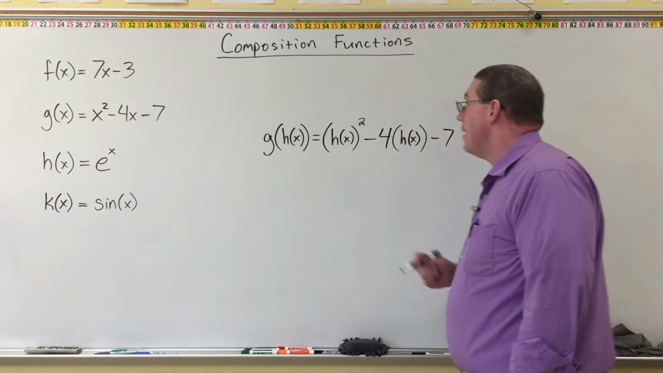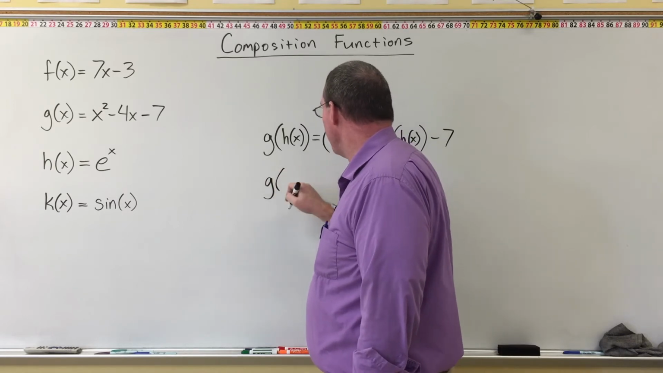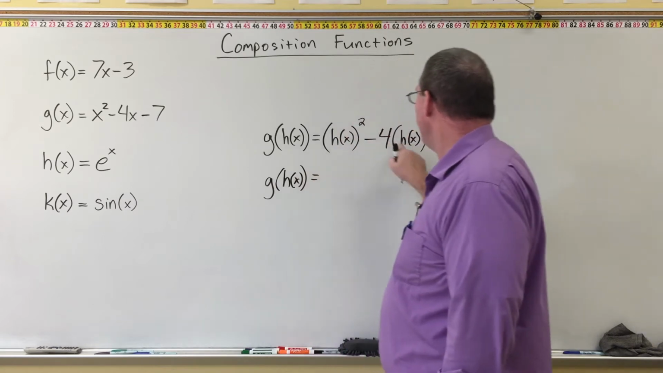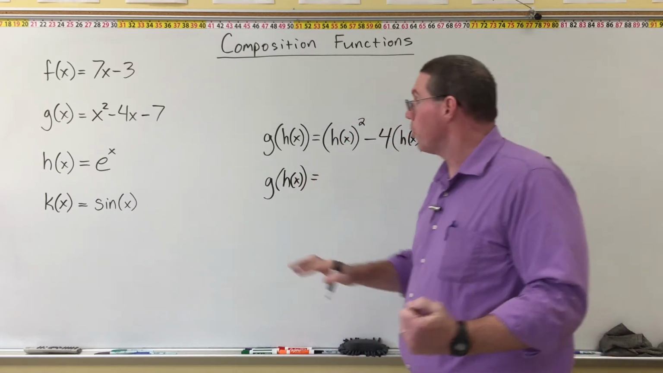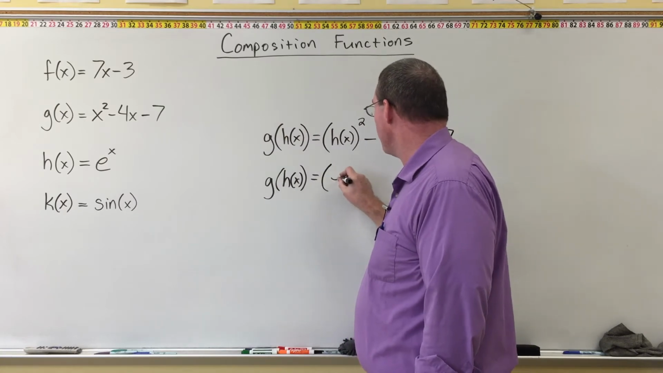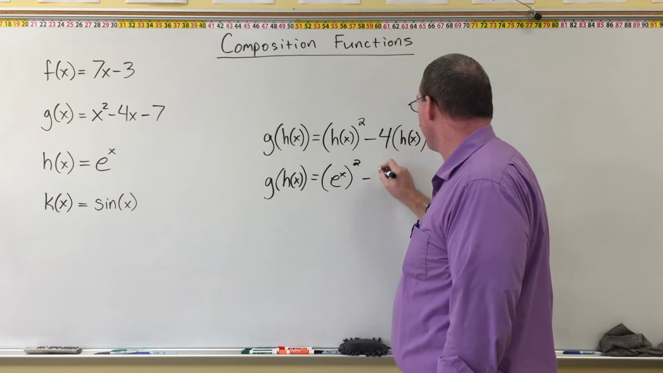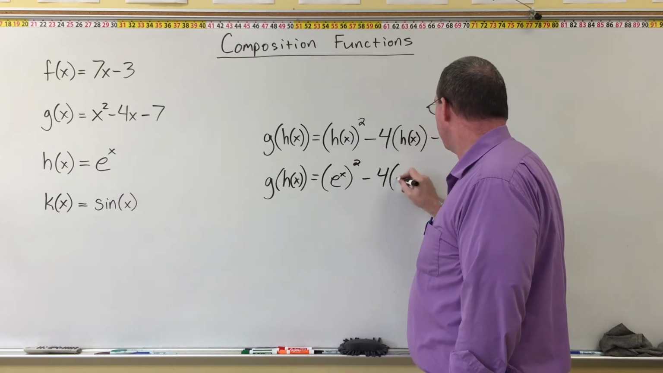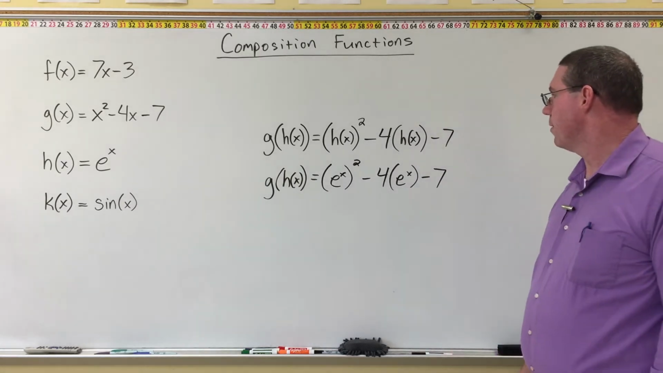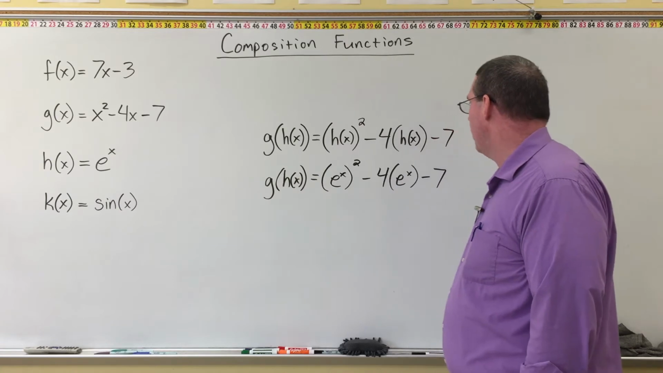Okay, and now what we are going to do is replace every instance. Well, we'll leave h of x here, g of h of x. Each of these instances of h of x we're going to replace with e to the x power. And so we're going to put in parentheses e to the x power and then square it, minus 4 e to the x power, and then a minus 7. Okay? And so this is the composition function g of h of x.